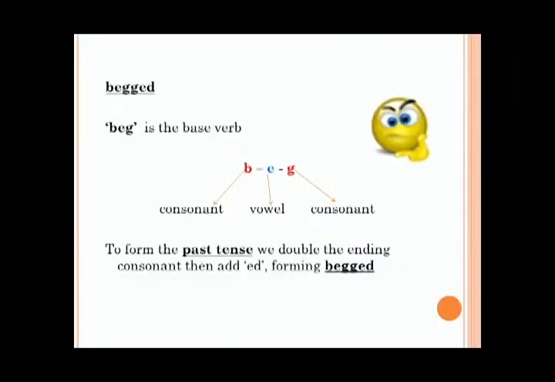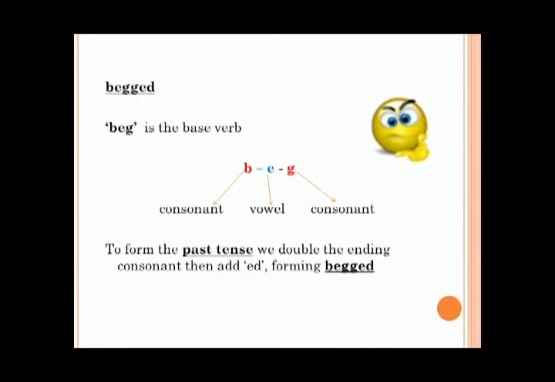There is also another word from the story. Remember, we said that there are three words that have the double letter in the middle, followed by the ending ED. So let's look at the last one. The word is begged. Beg is the base verb. It only has three letters.